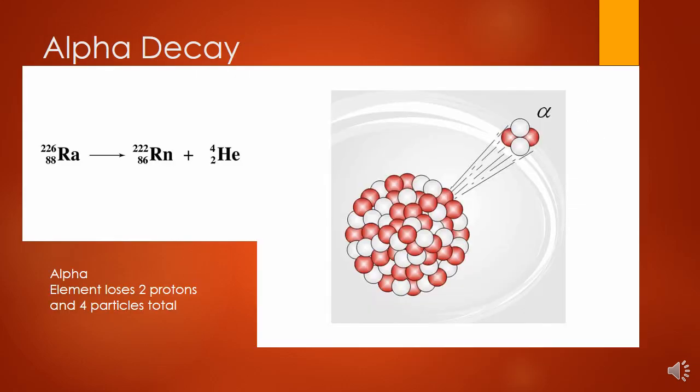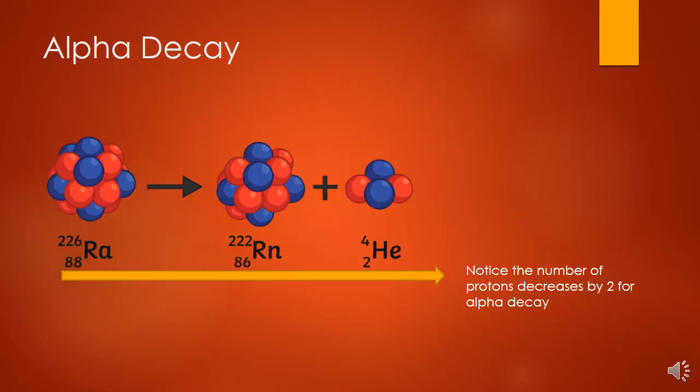So again, just reviewing alpha decay, one of the worksheets is going to talk about alpha decay. This has an element with 88 protons, and then it falls down to 86. So it gave off 2 protons, and it lost 4 particles total. This is how we know that it's alpha. Also, we know it's alpha because we can see that a helium nucleus is being given off. So the element loses 2 protons and 4 particles total. Notice that the number of protons is decreased by 2.